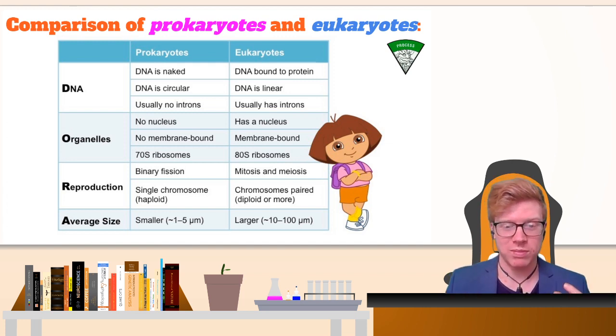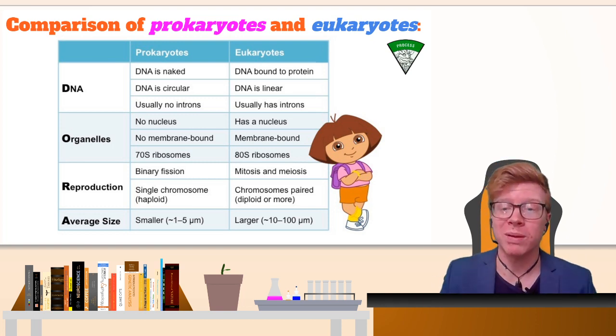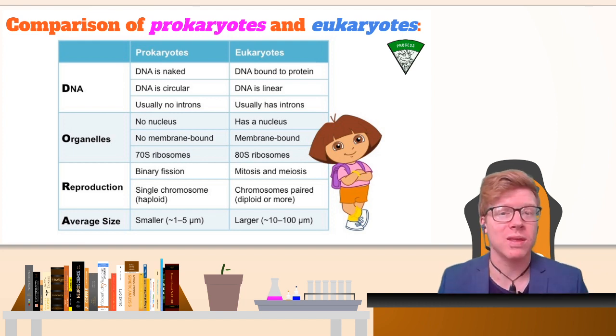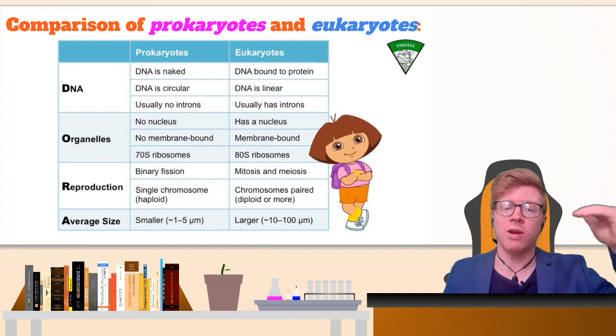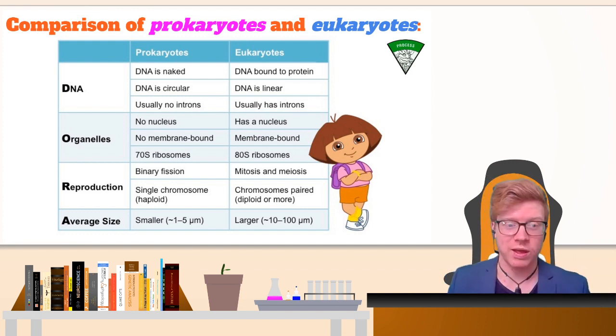Lastly, we've got some stuff about our chromosomes, about whether they're paired or unpaired, and we've got some details about the average size. Eukaryotic organisms tend to be a lot larger, they can be more complex, and that's in part because of those other things that are there, because of those other details about how they're organized. You can remember this with the acronym DORA: DNA, Organelles, Reproduction, Average Sized.